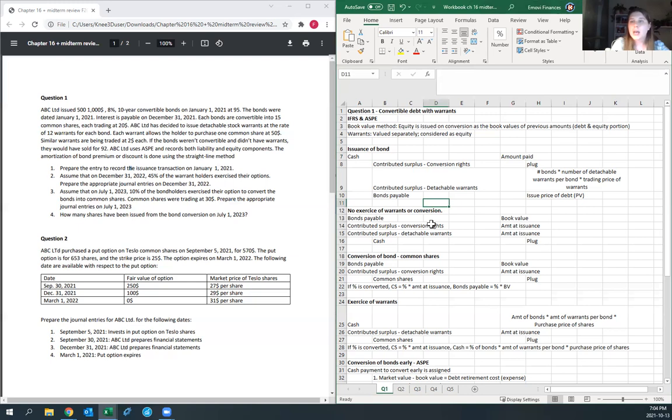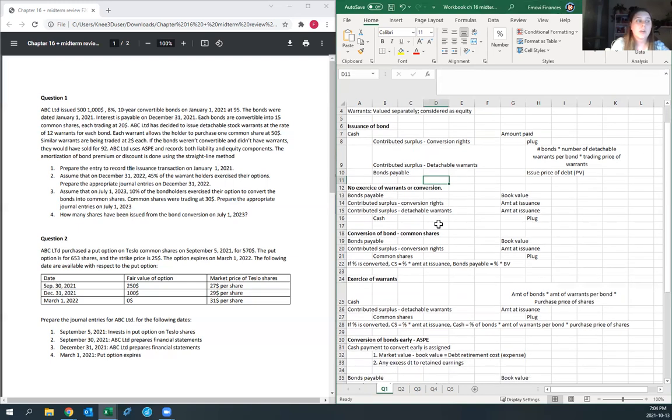If time passes and the debtor has not exercised the rights of warrants or conversion, then you're going to debit your bonds payable for their book value. So your bonds payable are at zero, you don't owe anything. You're going to debit your contributed surplus for conversion rights and detachable warrants at the same amount as issuance. And you're going to put your cash amount as a plug, so the amount you paid.